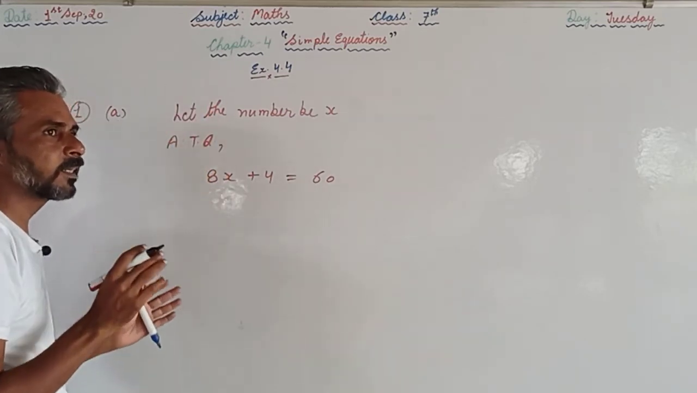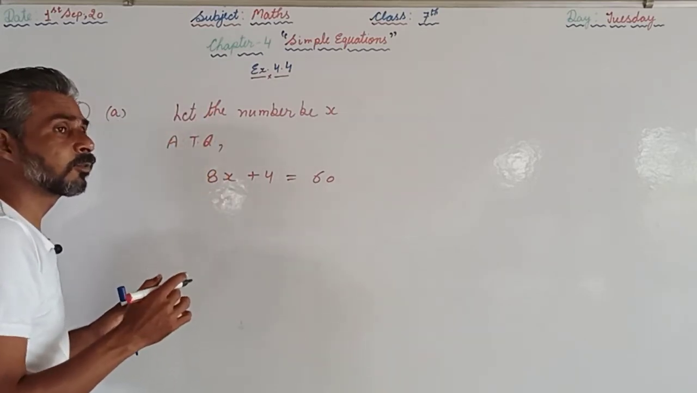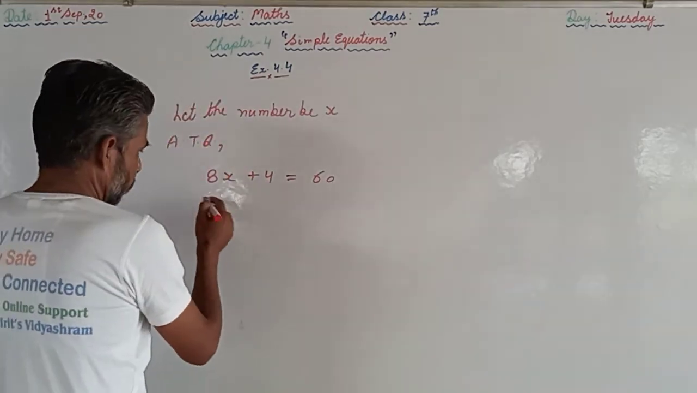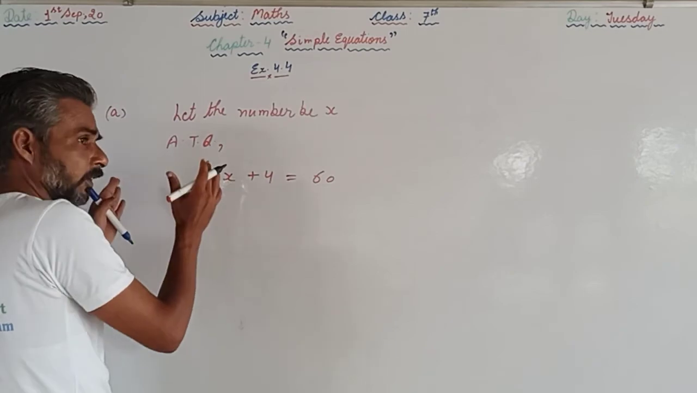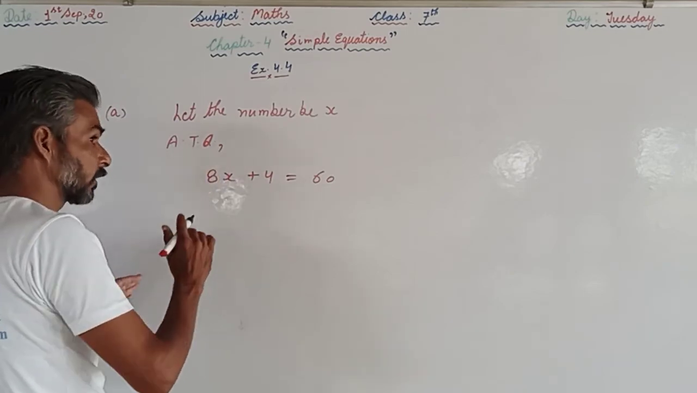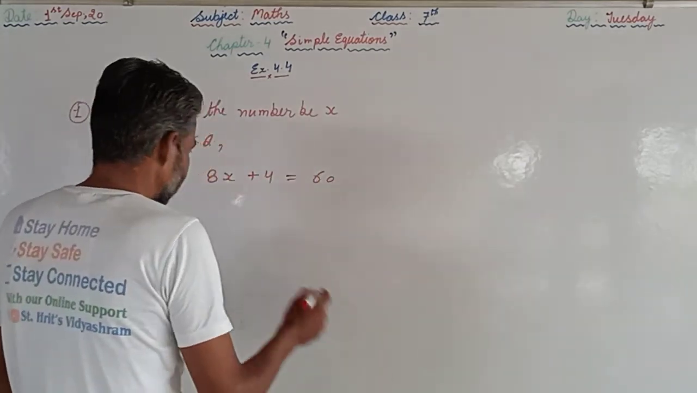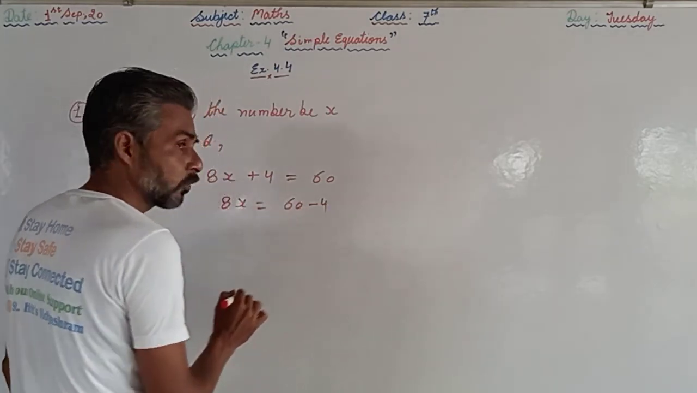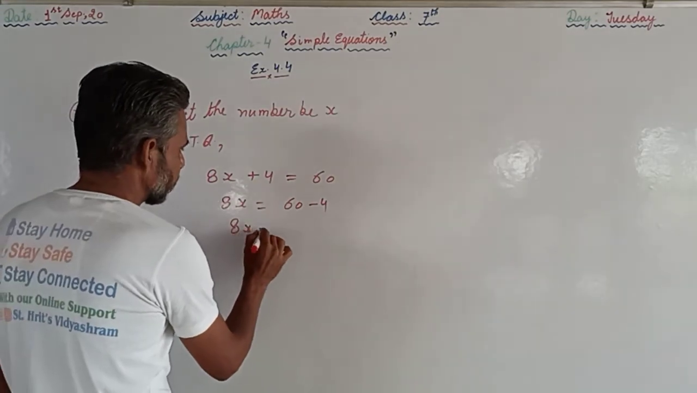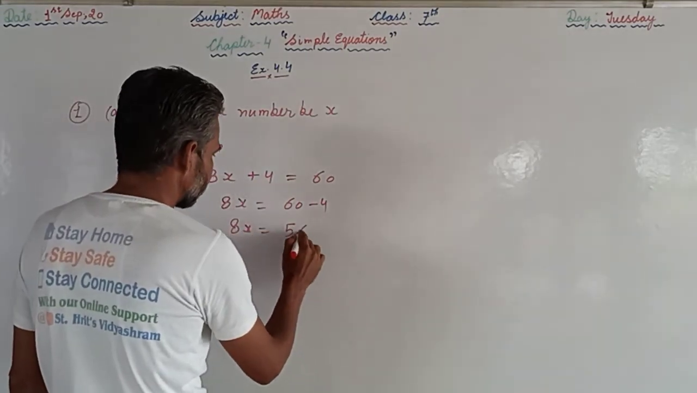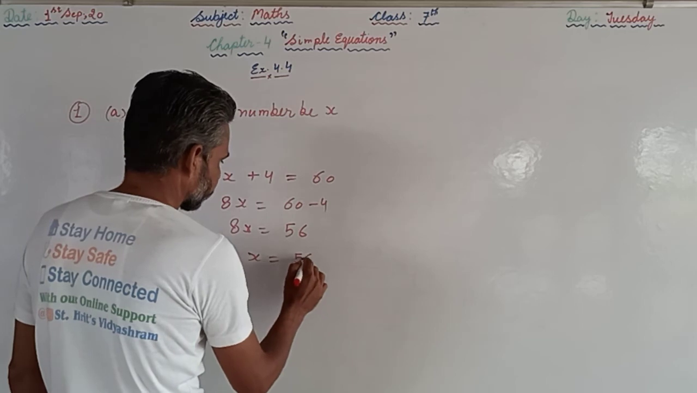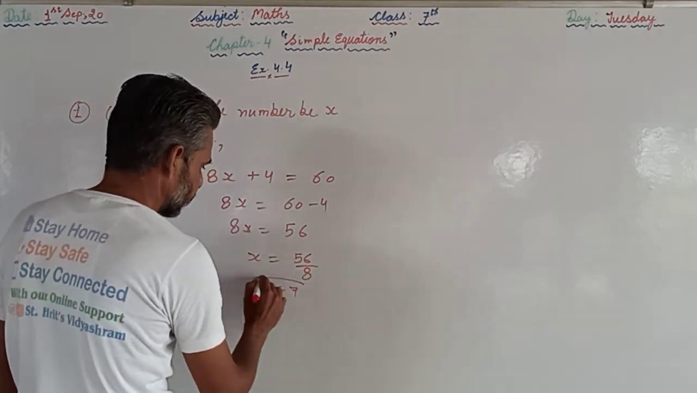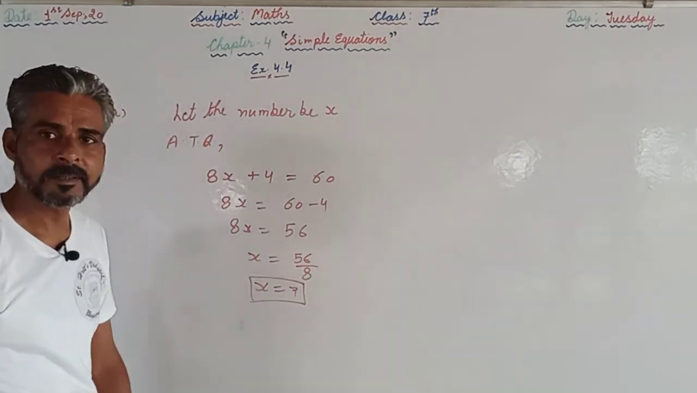The first part has been done. Now the second part is there. We have to solve that equation to find the value of x. So now what we will do, we will keep the variable term on the left hand side and the constant term on the right hand side. 8x is equal to 60 minus 4. So 8x is equal to 56, and x is equal to 56 upon 8, and x is equal to 7. Now we are supposed to check our answer.